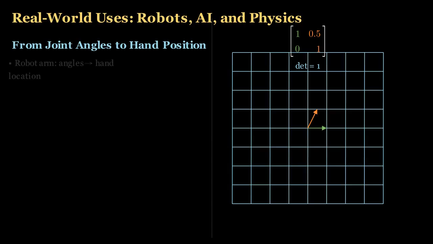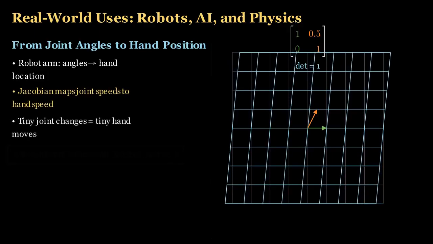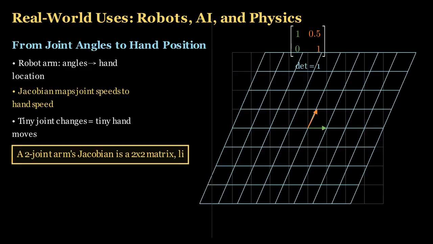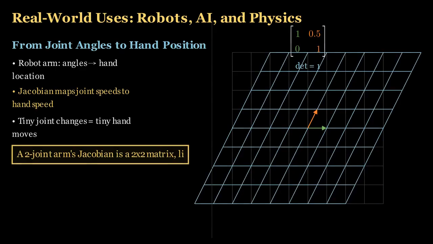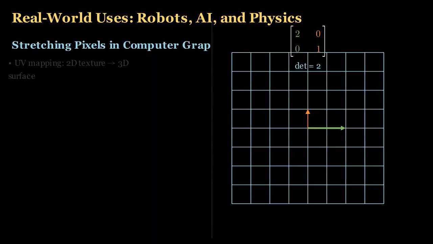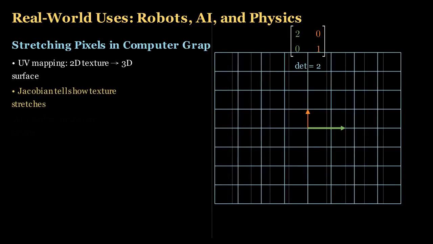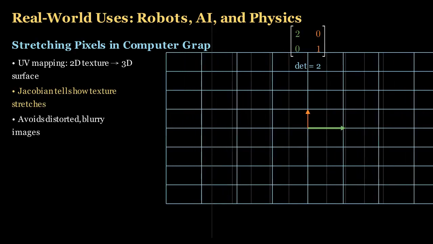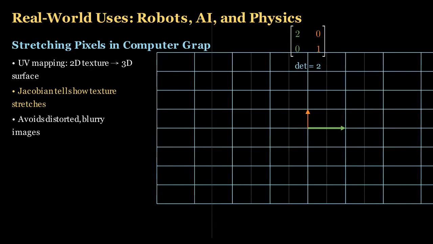We just used the Hessian to find peaks and pits. Now, let's see the Jacobian in action. Imagine a robot arm. Turning its joints changes where the hand ends up. The Jacobian also rules computer graphics. When wrapping a flat texture onto a 3D model, the Jacobian of the mapping tells you exactly how much the image is being stretched or squashed at each point. Artists use this to minimize distortion.